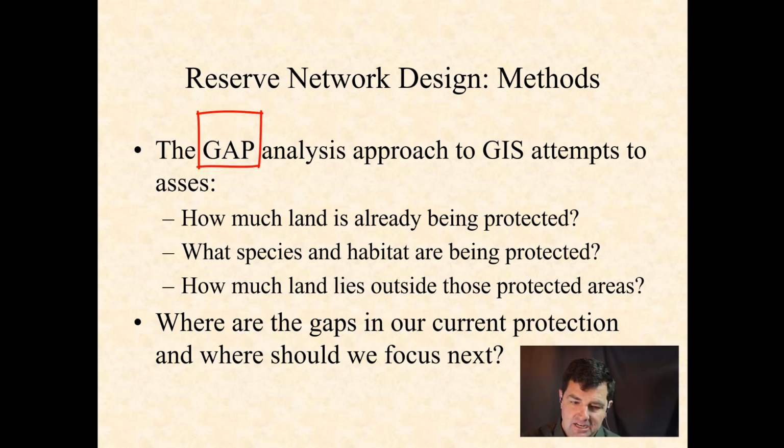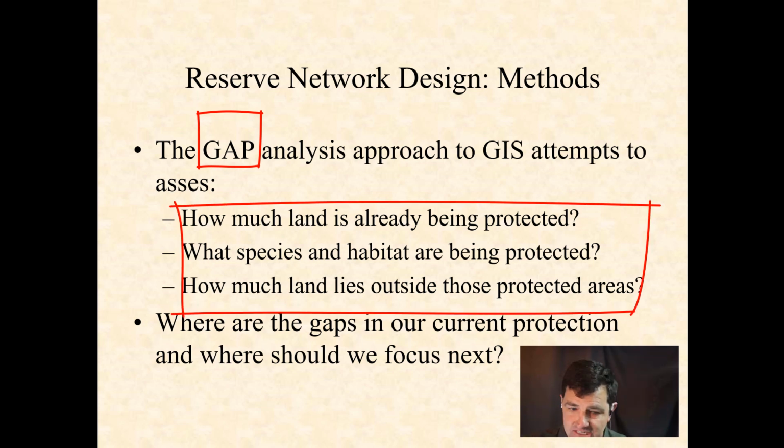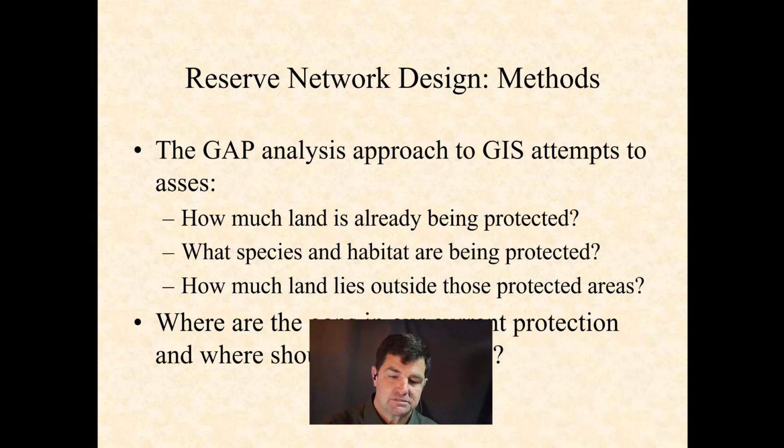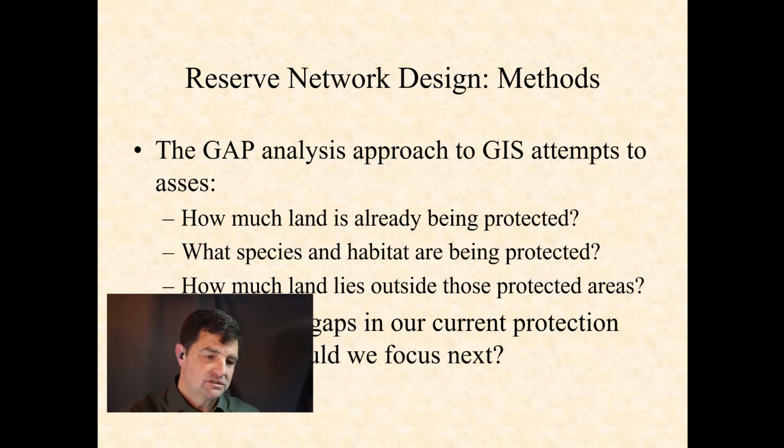Now, gap analysis then is using GIS to ask basically where the gaps are. And that can include such things as how much land is already being protected in a particular area, what species and habitats are being protected in that area, and how much land and species and habitat are maybe outside the protected areas so that one can make good decisions about what to do moving forward. And it allows you to address the question, where are the gaps and where should we focus our efforts and our finances and that sort of thing moving forward.